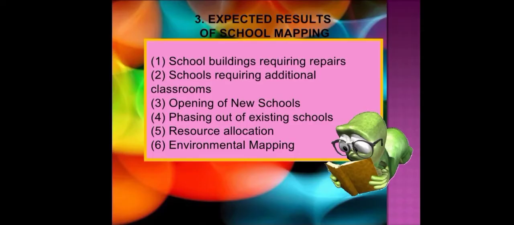Here are the expected results of school mapping. First, school buildings requiring repairs. Second, schools requiring additional classrooms. Third, opening of new schools. Fourth, phasing out of existing schools. Fifth, resource allocation. Sixth, environmental mapping.